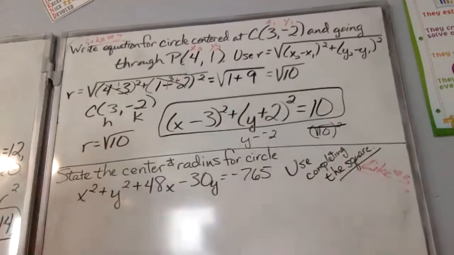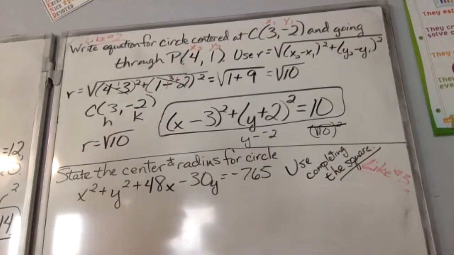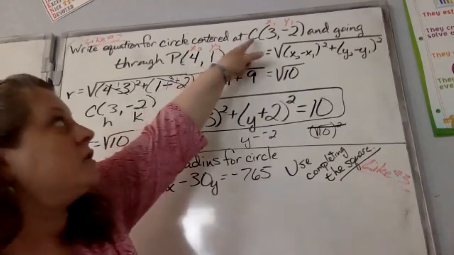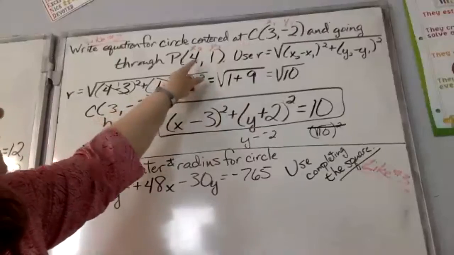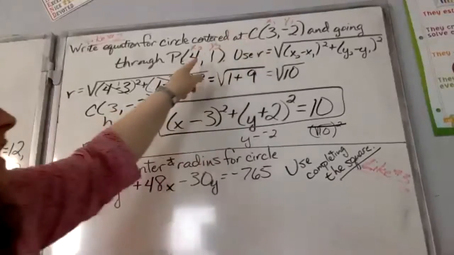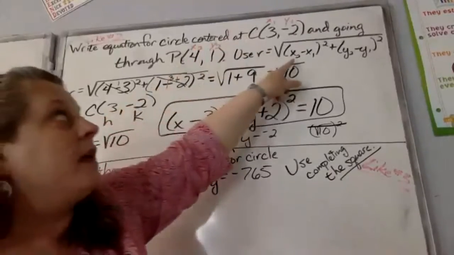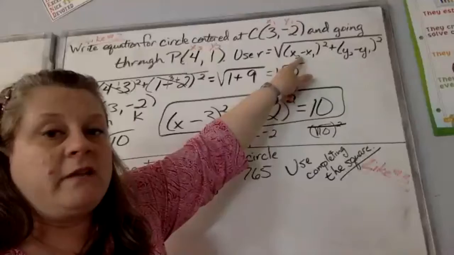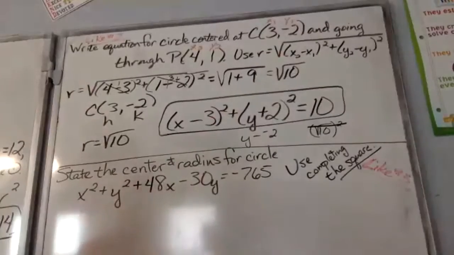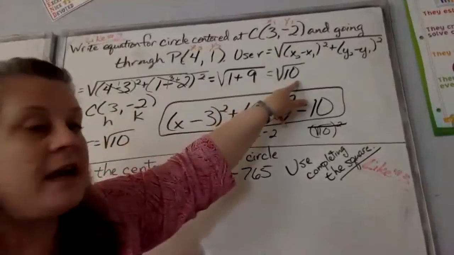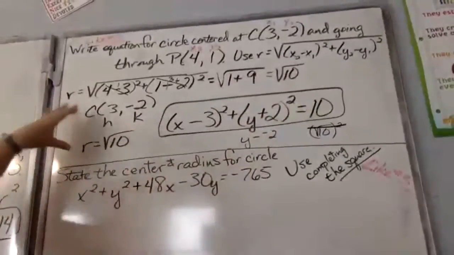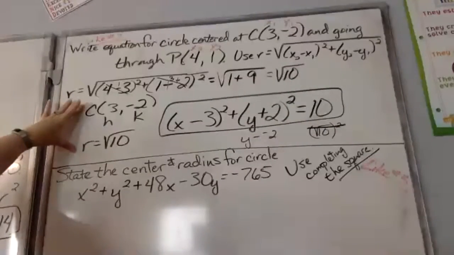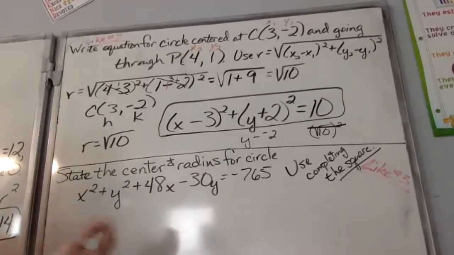So that's what you're going to do on number 2 on the quiz. You're going to start using your center and point P as your x1, y1, and x2, y2, and plug them into my distance formula to find the length of my radius. So I did that first and found my radius. Then I used my center and my radius, and I plugged them in.